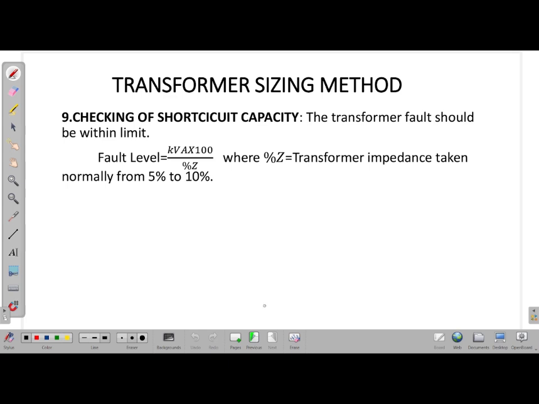Lastly, we have to check the short circuit capacity of the transformer, whether it will withstand the short circuit level according to the calculation formula. That is, fault level is kVA into 100 divided by percentage impedance. The transformer impedance is taken as 5 to 10%. So all these 9 factors are very essential during the selection of transformer sizing. Thank you.